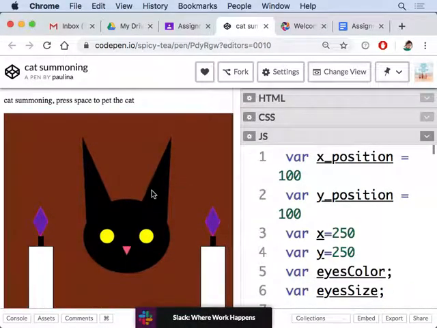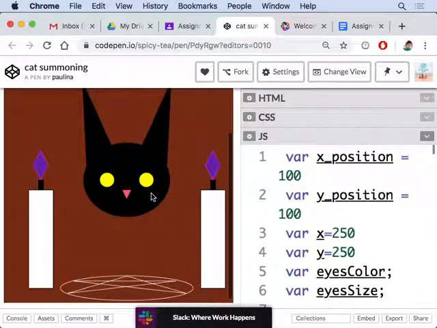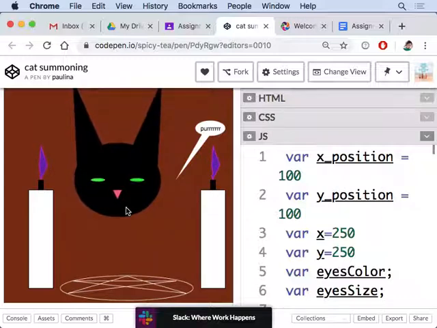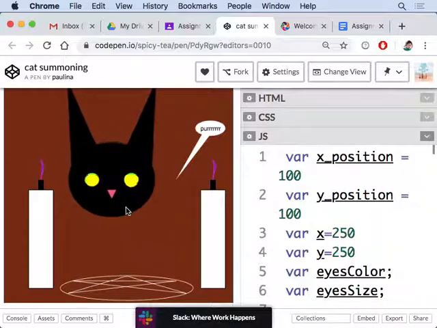This one's nice. Cat summoning. Press space to pet the cat. Allow us to pet the cat. Do you notice the subtle changes? So there are two candles on the left and the right, and the flame kind of changes. The cat's eyes also open and close, and it moves from side to side. So this one is particularly creative.